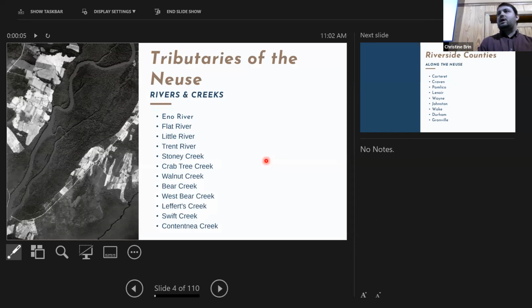And here's a list of some of the major tributaries. These are not all of the tributaries of the Neuse River. It's just a handful, really. But the major ones are the Eno River, the Flat River, Little River, Trent River. Contentnea Creek is also a major tributary. It's a huge creek, and it used to actually be classified as a river, but it's reclassified as a creek today.